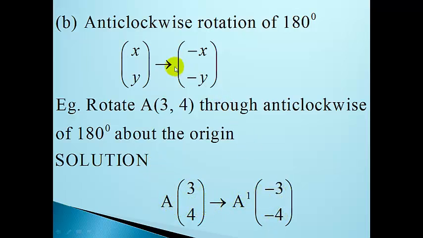According to the rule, xy maps to minus x minus y. That is anti-clockwise rotation of 180 degrees. So if you are given the point A(3, 4), this maps to A prime, that is (-3, -4). We negate both the x and the y coordinates. So we have A(3, 4) mapping to A prime (-3, -4).